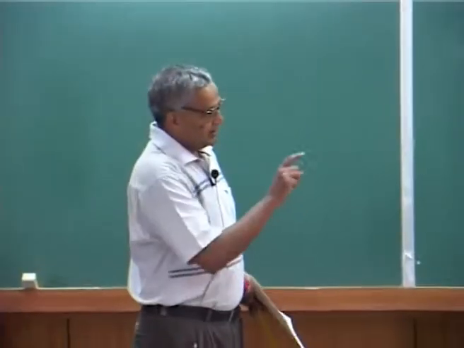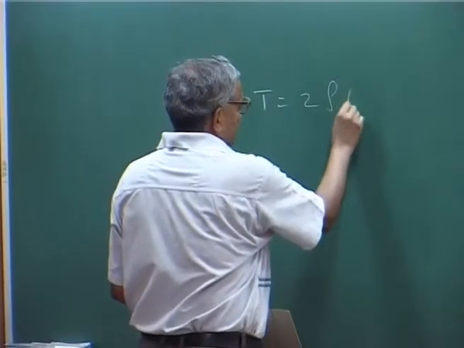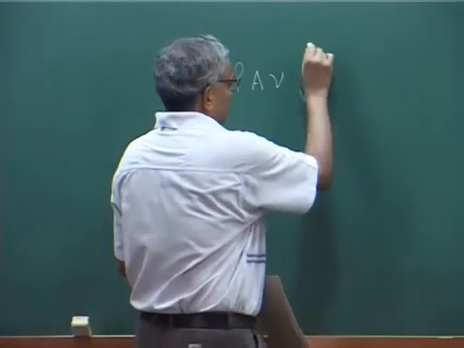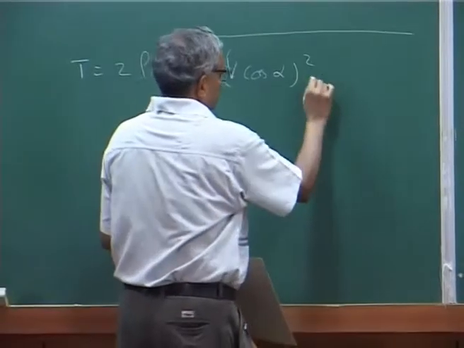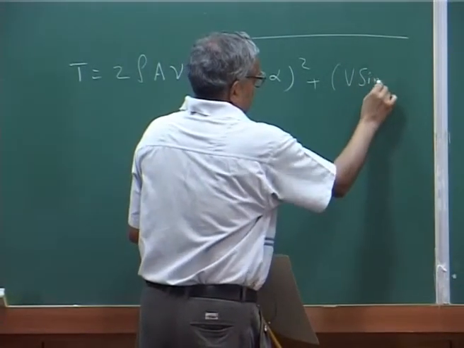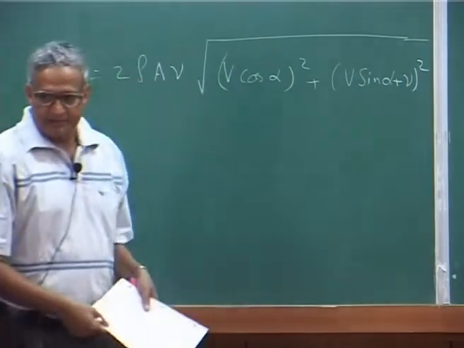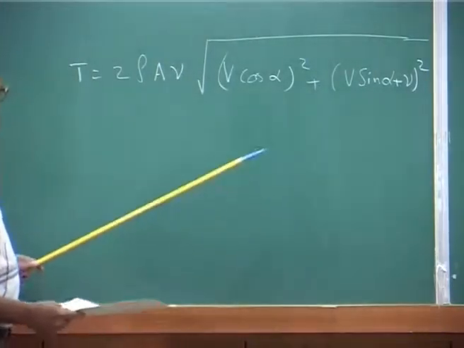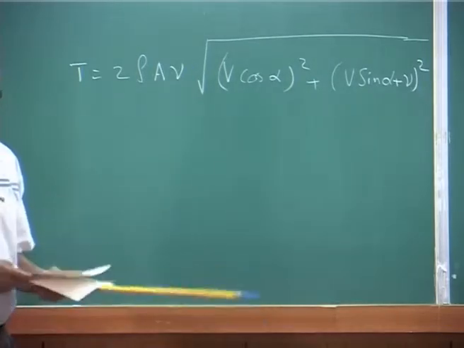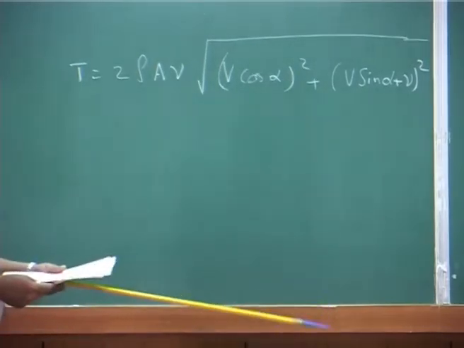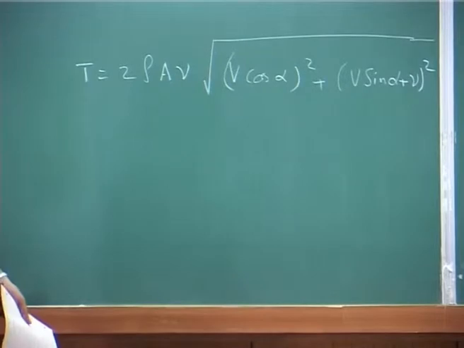Now, usually the expression for the thrust is written as rho a nu times V cos alpha squared plus, identical to, similar to momentum theory. The only difference is now let us plot certain variation of the inflow.